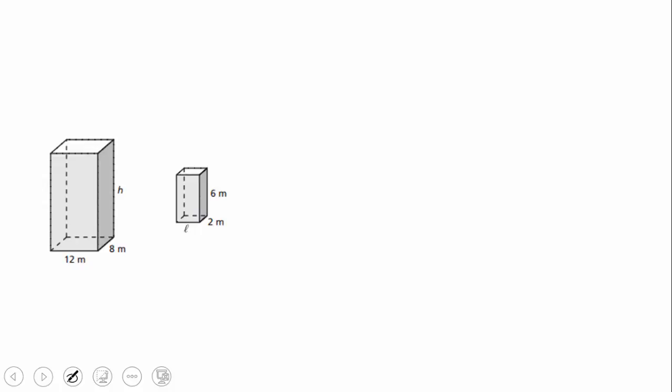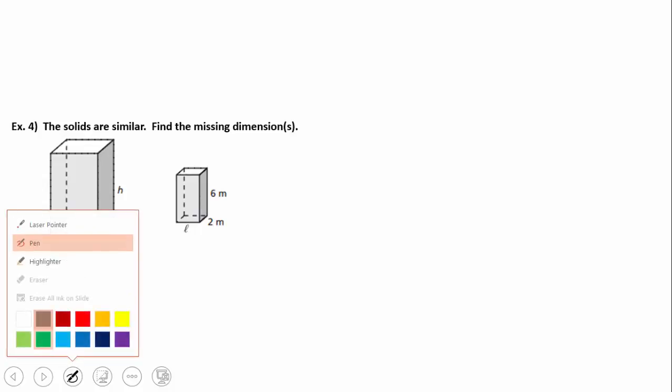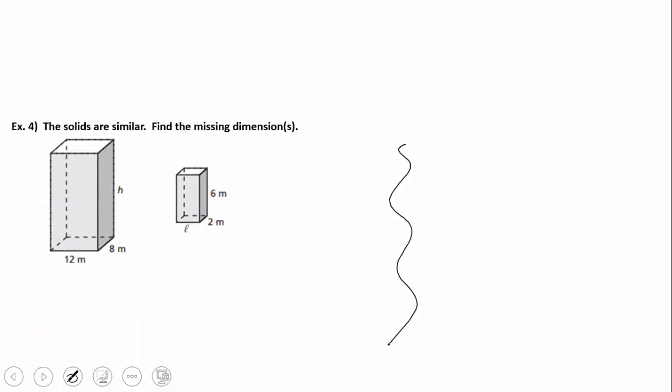One more time. I have two solids that are similar, and I'm going to find the missing dimensions. I'm going to find more than one missing dimension. I'm going to find the height of the larger one, and I'm going to find the length of the smaller one. So on your paper, you might want to make a little room to do both. Divide it up a little tiny bit. So again, I know the solids are similar, so I can write a proportion.